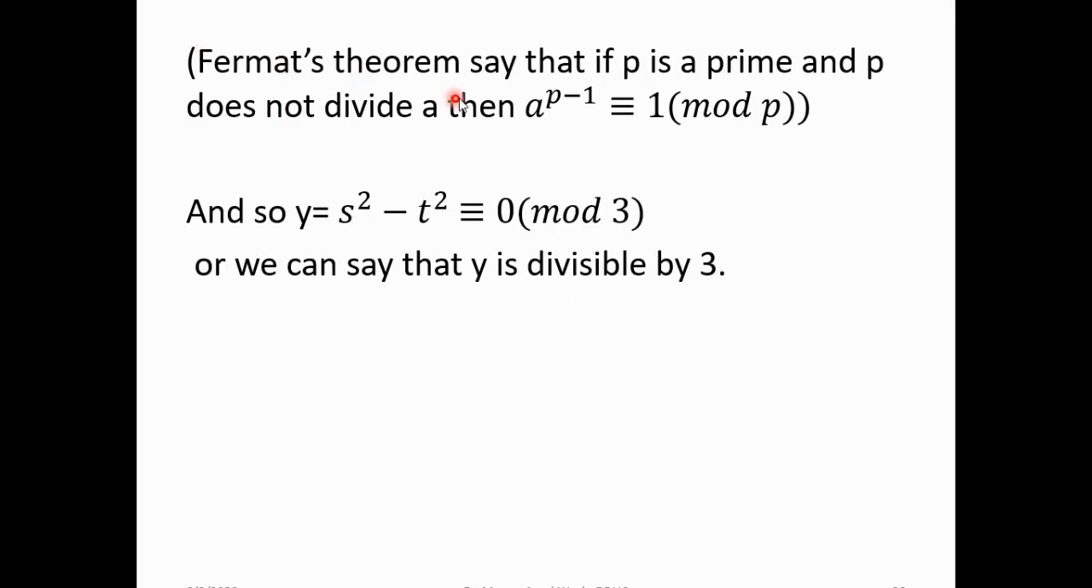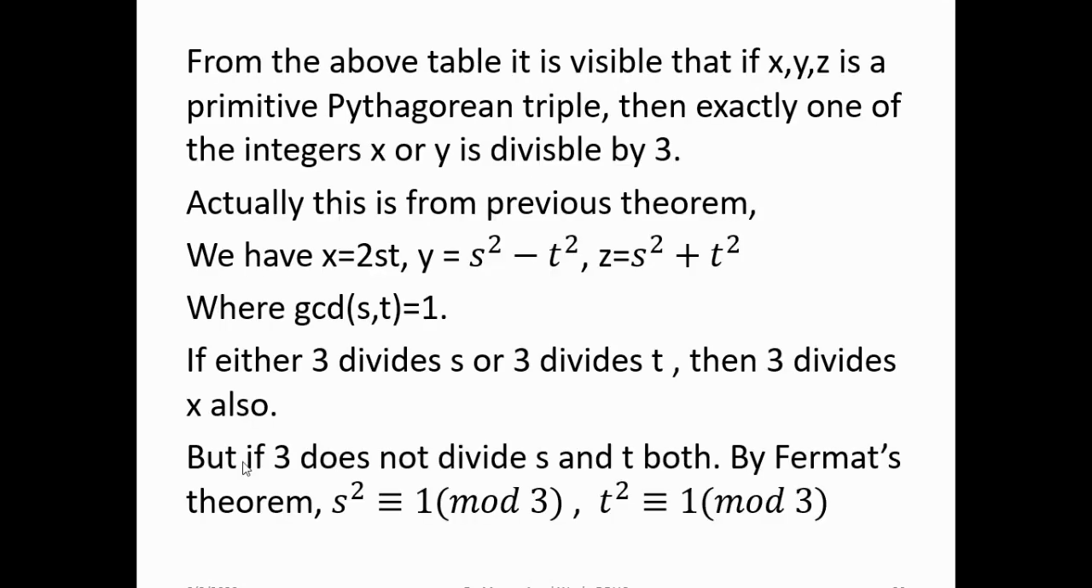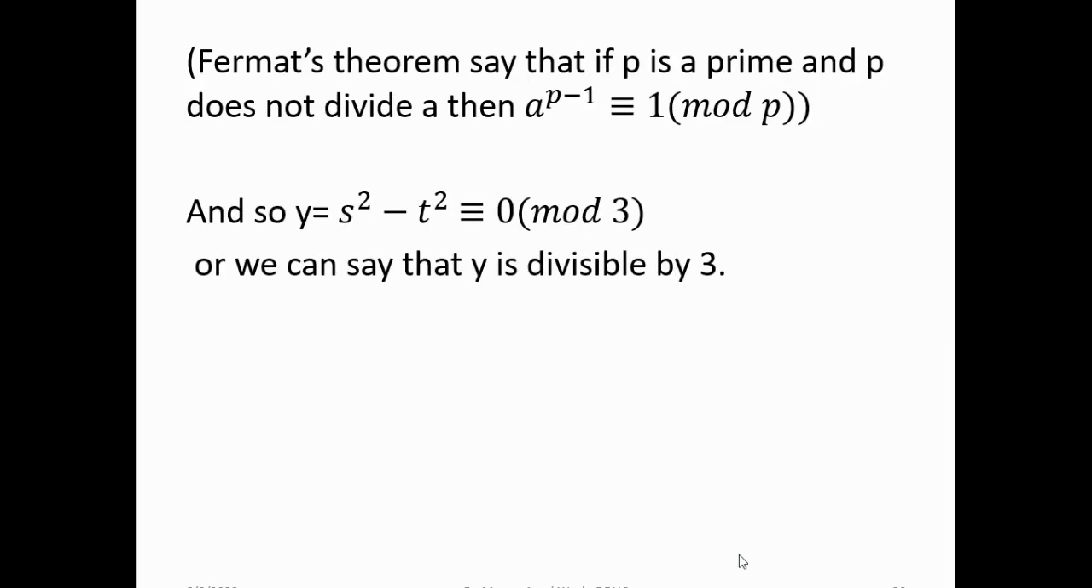You can see that Fermat's theorem says that if p is a prime and p does not divide a, then a to the power p minus 1 is congruent to 1 modulo p. So here we are saying 3 does not divide s and t. If 3 does not divide s, then s to the power 3 minus 1, that is s square, is congruent to 1 modulo 3, and similarly t square is congruent to 1 modulo 3 by Fermat's theorem. And so y is equal to s square minus t square, which is congruent to 0 modulo 3. Or we can say that y is divisible by 3.